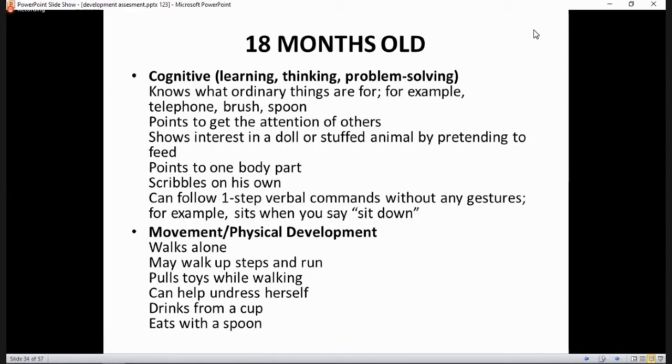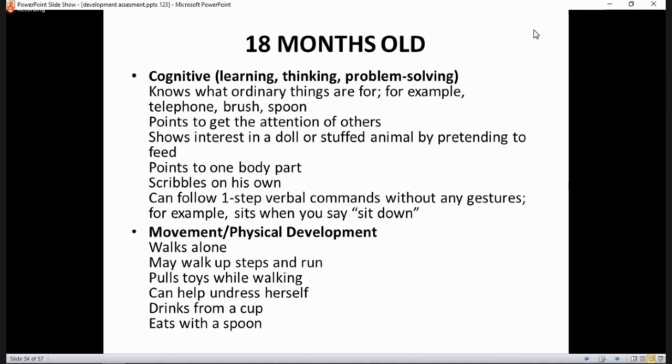In the cognition, they know what ordinary things are for, for example telephone, spoon, cup, brush. They point to get the attention of others, show interest in a doll and stuffed animal by pretending to feed, point to one body part, and can follow a first-step verbal command with a gesture, for example sit when you say sit down.